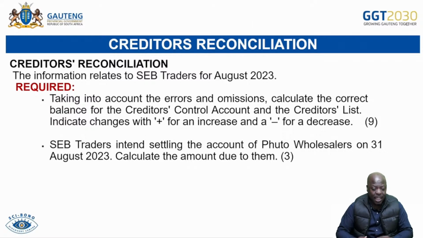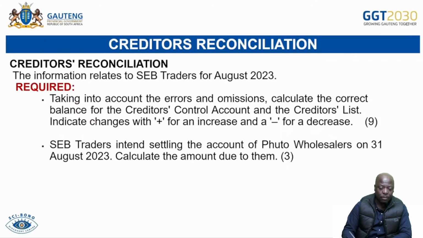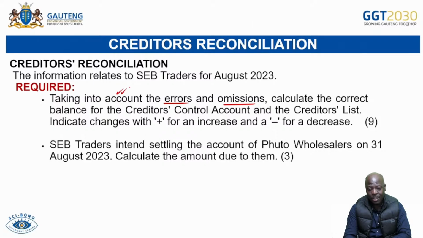Now, the question reads as follows. The information relates to SEB traders for August 2023. Required: taking into account the errors and omissions. So we are informed that there are errors and there are omissions that we need to take into account. We therefore need to calculate the correct balance for the creditors control account and the creditors list. Indicate the changes with a plus for an increase and a minus for a decrease.